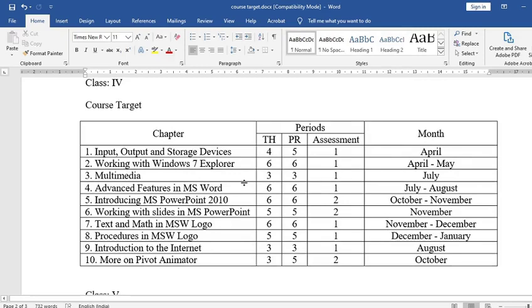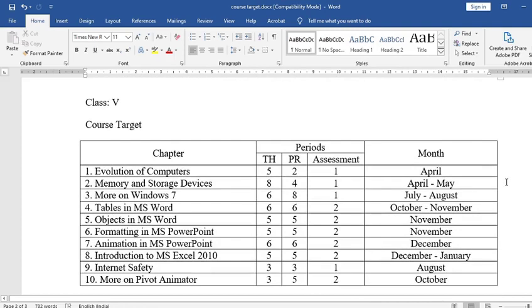For class 4th, I will be dealing first with input, output, and storage devices, where I will cover hardwares of input, output, and storage devices. Then we will move on to Windows 7 Explorer, how Windows operating system looks like, what we have in Windows Explorer, for PA1 examination. These two chapters will come, and you have to prepare for that.